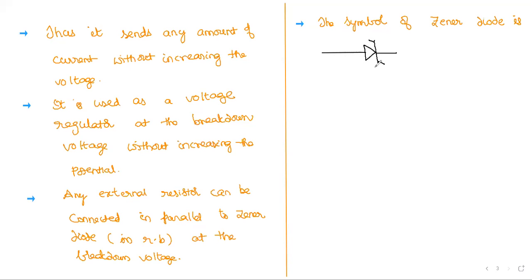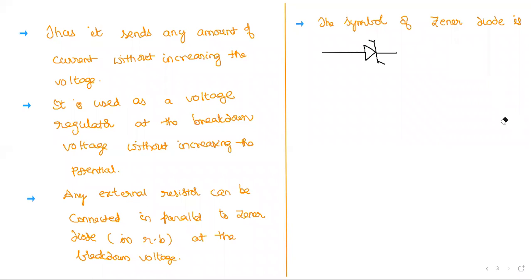This is the symbol of Zener diode. Did you find any difference between the ordinary diode symbol and the Zener diode symbol? Yes, sir. The ordinary diode we generally draw like this, correct? I drew this part as Z. Directly by seeing that symbol, we can say it is like Z, and Z means it is a Zener diode.